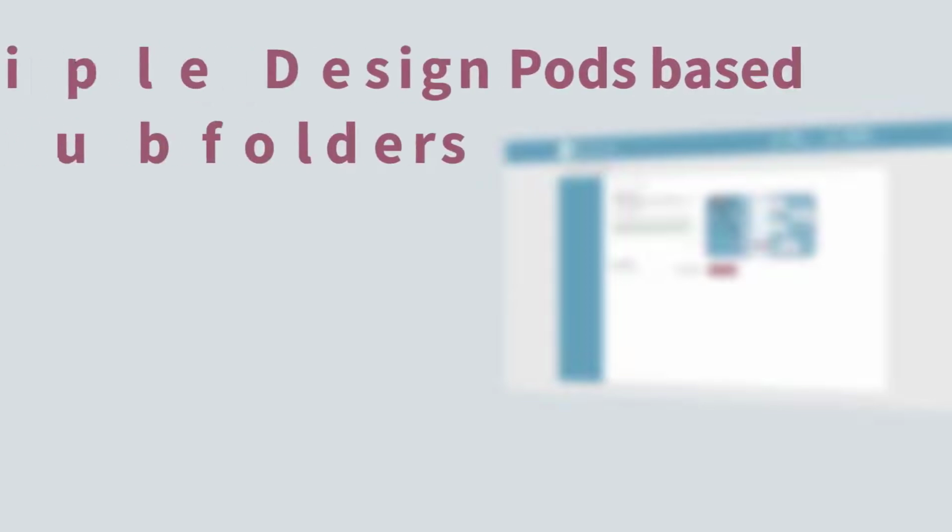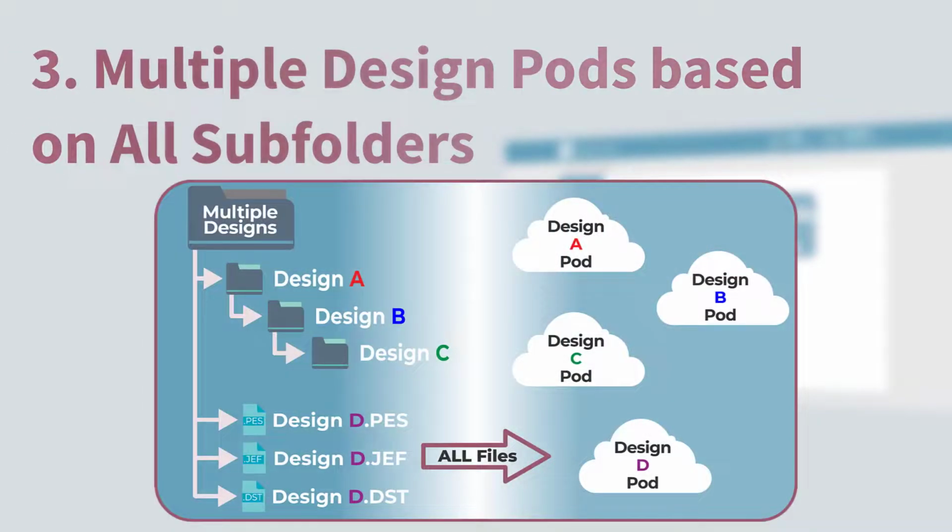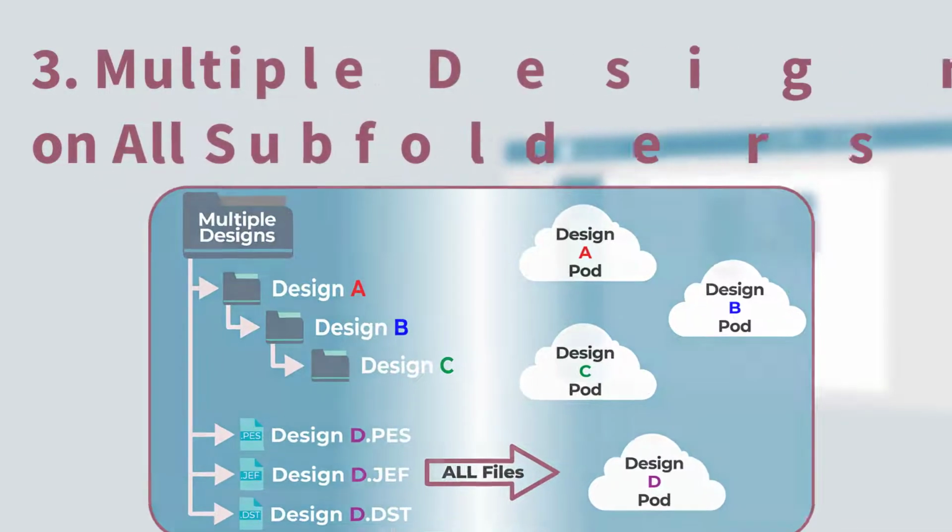The third option, multiple design pods based on all subfolders, is likely the least used option. All layers of subfolders will become design pods. This means that any folder within the Christmas Cookie Trio Sketch, for example, would also become a design pod.